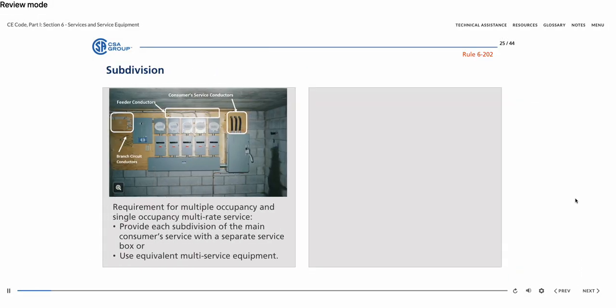In multiple occupancy and in single occupancy multi-rate service, each subdivision of the main consumer service shall be provided with a separate service box, or equivalent multi-service equipment shall be used. The exception is for single occupancy multi-rate services only.